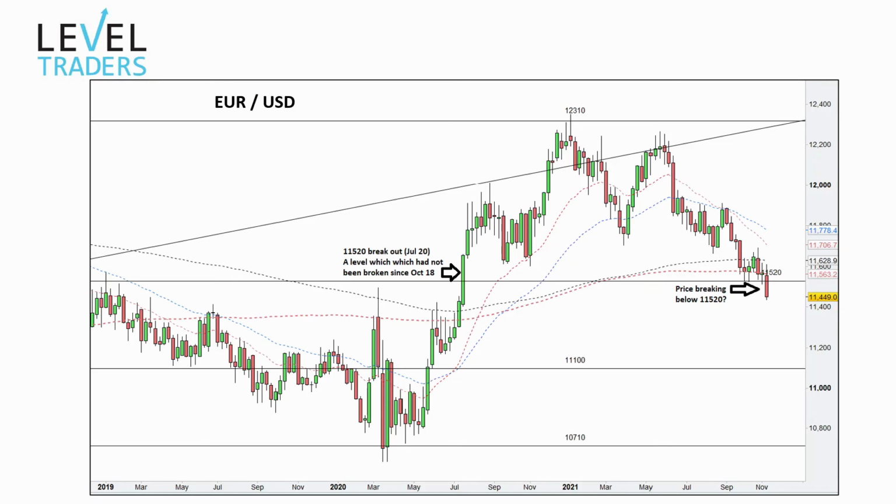If price follows through next week and doesn't reclaim that key 115.20 level, the euro dollar is likely to gradually head towards the next key support level, which is around 111. If this does in fact turn out to be a false break and price recovers back above the 115.20 level, then the next upside targets are likely to be 115.68 followed by 116.32. But watch out next week for that level. That is the key. How we close next week will determine where the euro dollar goes in the coming weeks and months.